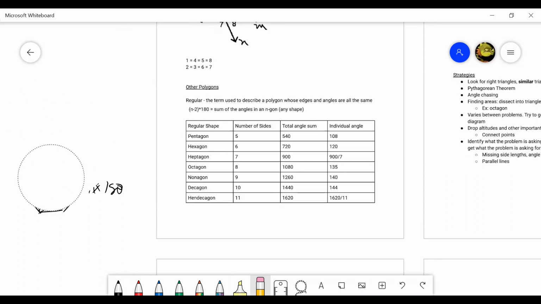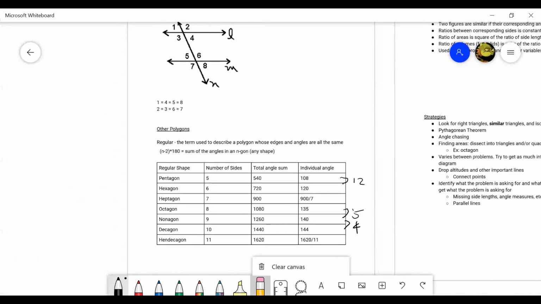Someone noticed that the individual angle measures are changing slowly. Not decreasing, they're increasing slowly. The differences are like 12, and then 5 and 4. Why is it increasing slowly? The reason is we can consider how the angle measure is actually found, and that is by going n minus 2 times 180 divided by n. For any n, if we plug it into this expression, you'll get the angle measure.